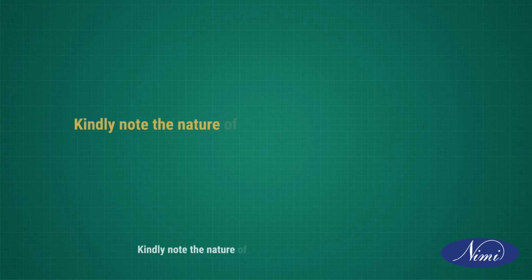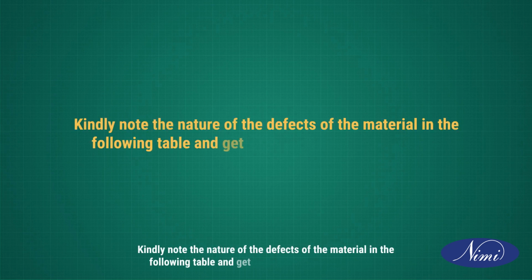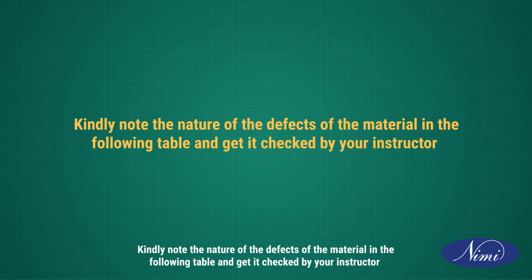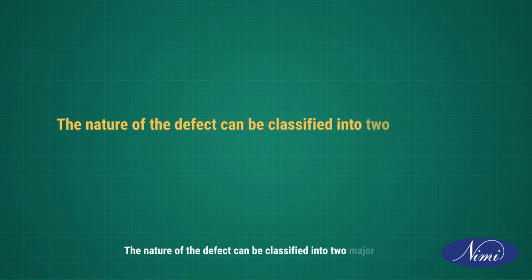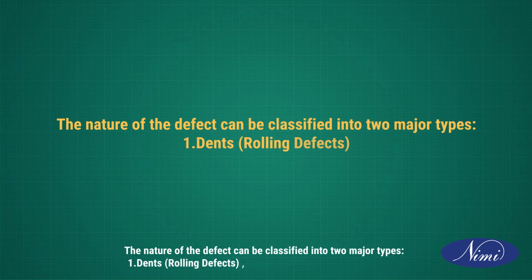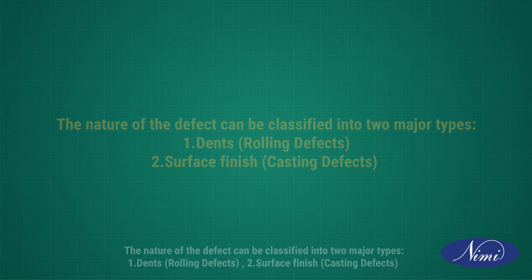Kindly note the nature of the defects of the material in the following table and get it checked by your instructor. The nature of the defect can be classified into two major types: 1. Dents, rolling defects. 2. Surface finish, casting defects.